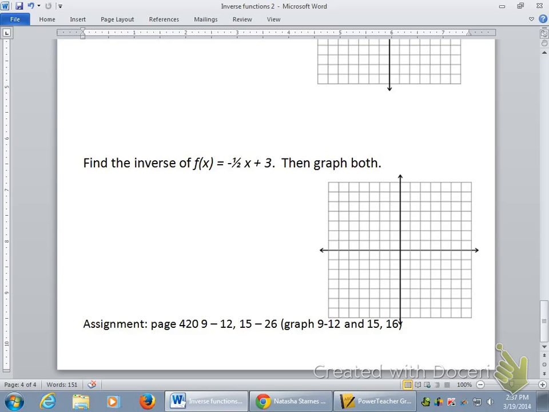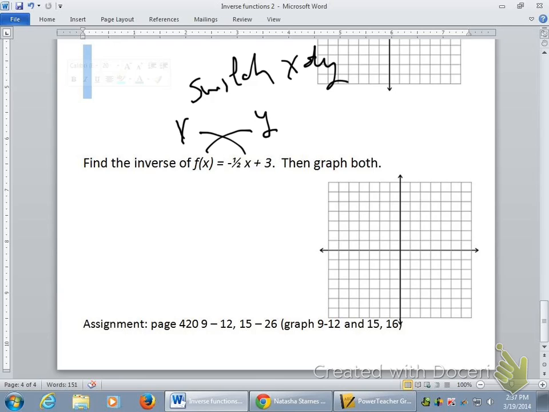So just to save a little time, I'm not going to graph these, but I know that I could. I'm just going to find the inverse. So remind me once again, how do you find the inverse? You switch x and y. So put this over here and put this over here. That's supposed to be an x. So how would you get y by itself?